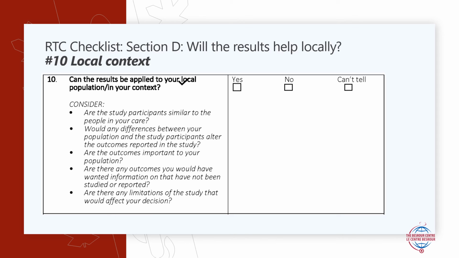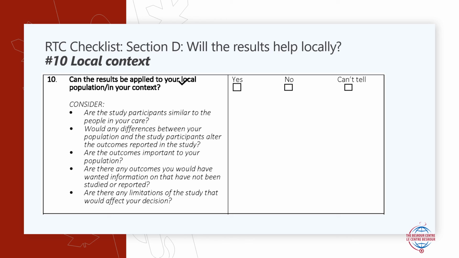So we want to know whether the results can be applied to your local population or in your context. This is a bit of an individual question for every individual appraiser from a critical point of view. So you're thinking about how you're going to use the results of this in your work or in your context. So are the study participants similar to the people in your own usual care setting? Would there be any differences between your population and the study participants? And would that change the outcomes? Are these outcomes relevant or important to your context?